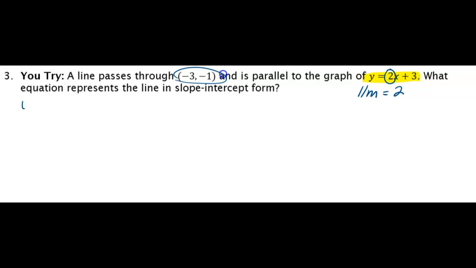So we have the slope-intercept form, which is y equals mx plus b. Every point represents an x and a y. So what I'm going to do is plug in -1 for y. I know that my slope is 2, and I'm going to plug in -3 for my x, and then I'll have plus b. So really quick, just to reiterate what I just did, the slope is 2, that went here.